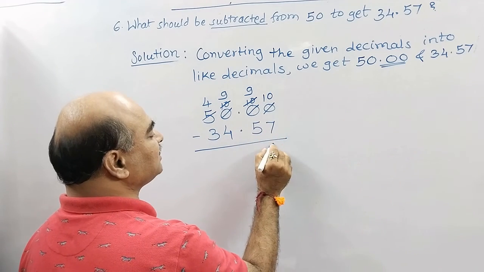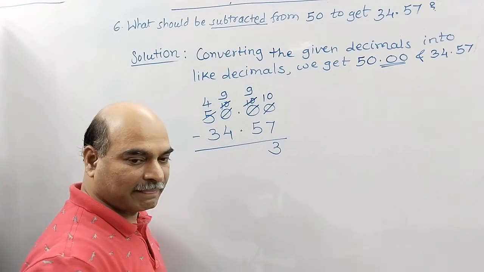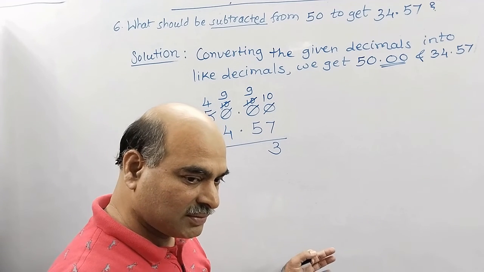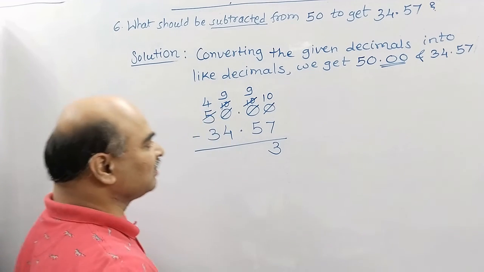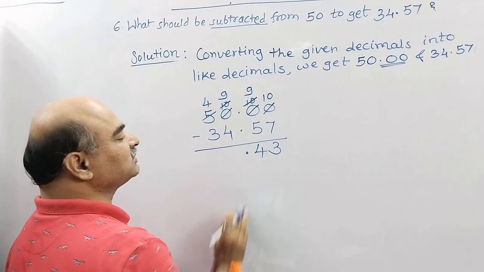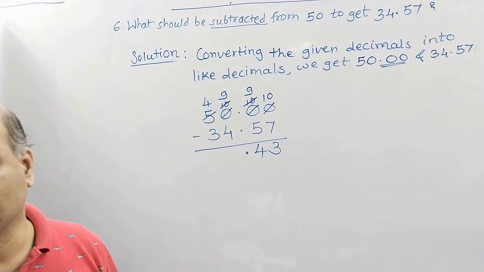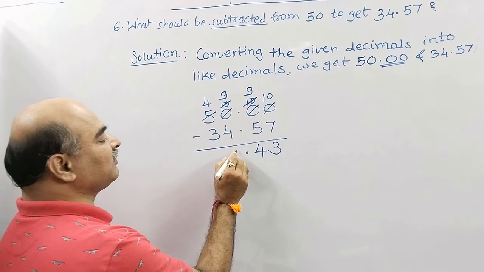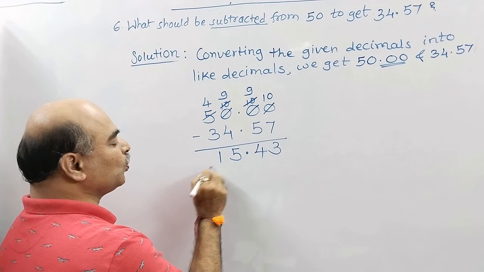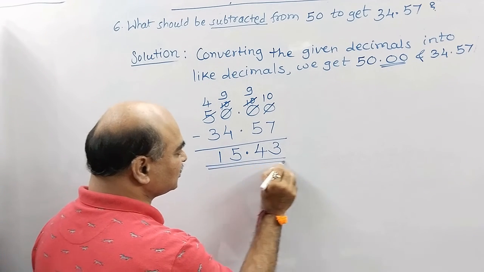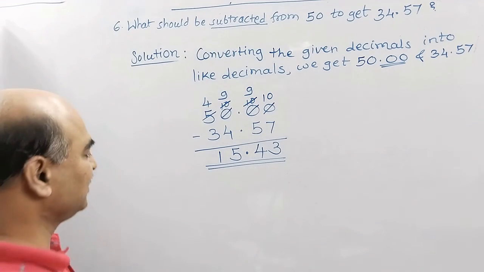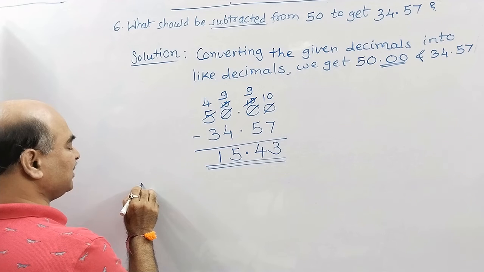10 minus 7 is equal to 3. 9 minus 5 is equal to 4. Don't start taking much time. 9 minus 4 is equal to 5. And then 4 minus 3 is equal to 1. So we got the answer of this question. What should be subtracted from 50? We should write that answer in a sentence.